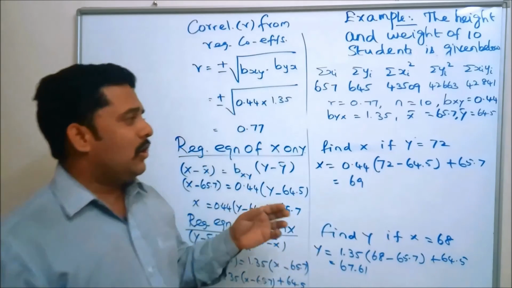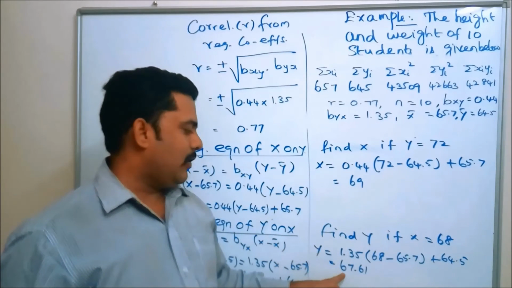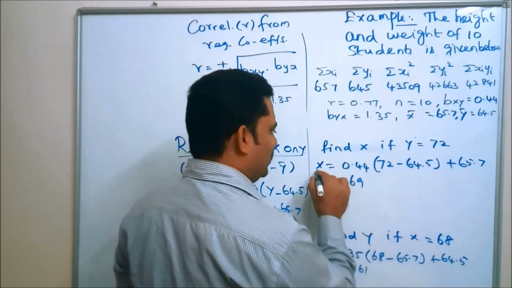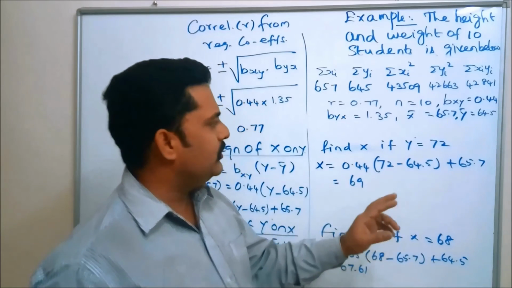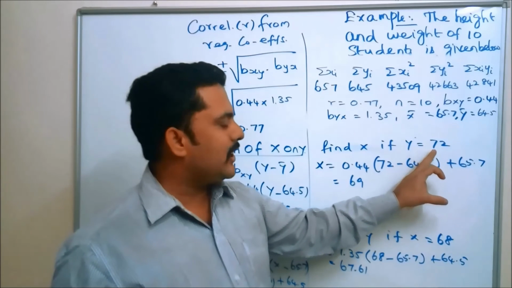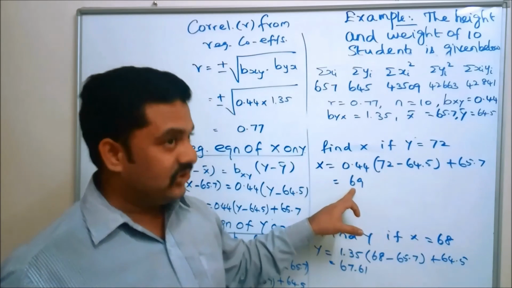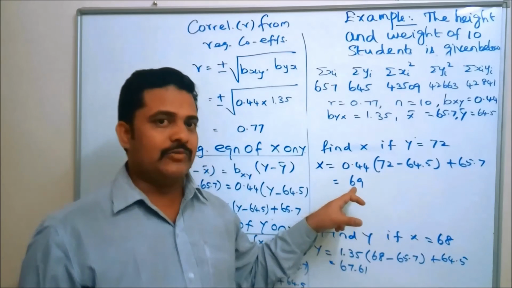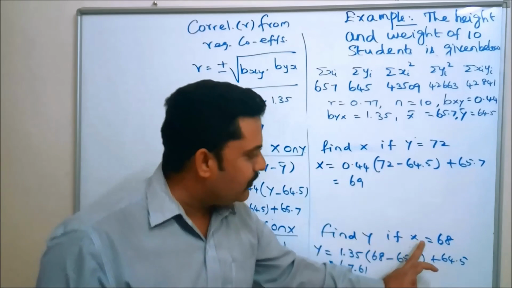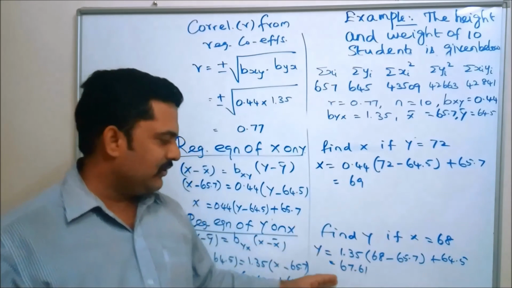67.61. See, while starting the problem, we assumed that the x's are height and the y's are the kilograms, that is, weight. So let us note this: x is 69, which explains that if y is equal to 72, that is, if the weight of a corresponding student is 72, the approximate height of the student should be 69 inches. Centimeter is not at all possible, right? That is a logical error. And if the height of the student is 68 inches, the weight is around 67.61, which is around 68.